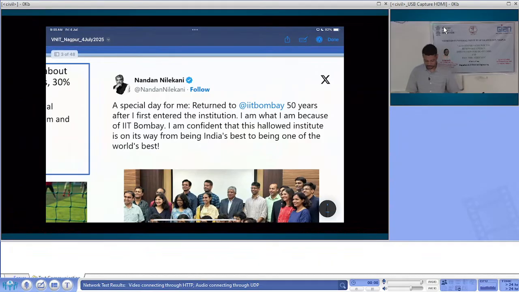A special day for me, returned to IIT Bombay 50 years after I first entered the institution. And what I am because of IIT Bombay, I'm confident that this hallowed institute is on its way from being India's best to being one of the world's best.